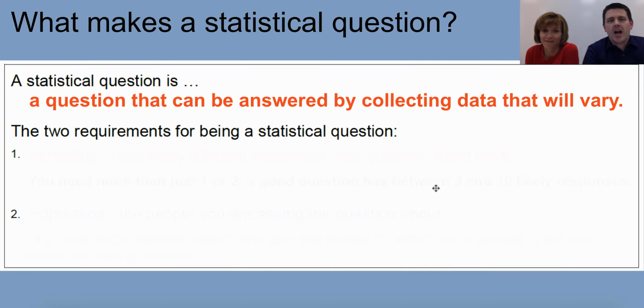All right, so let's fill in a couple of definitions. The first is, what is a statistical question? A statistical question is one that can be answered by collecting data, but that the data will vary, meaning you're going to get a variety of different answers.